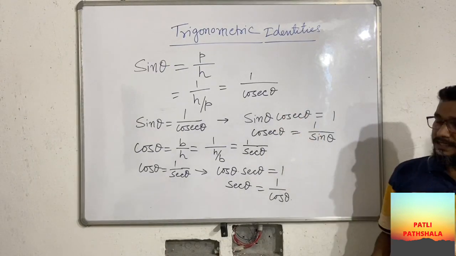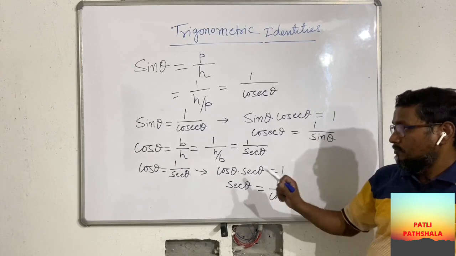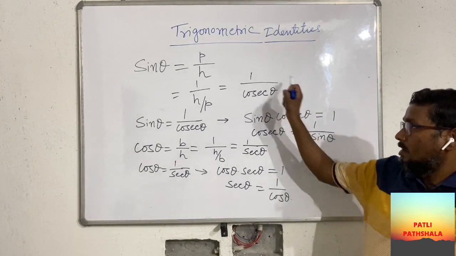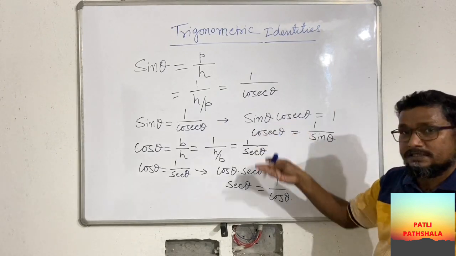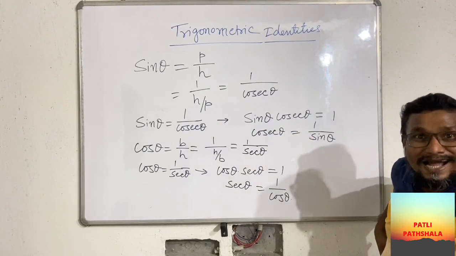These are trigonometric identities because for every value of theta, all these relations are always true. Therefore, these relations are called trigonometric identities.